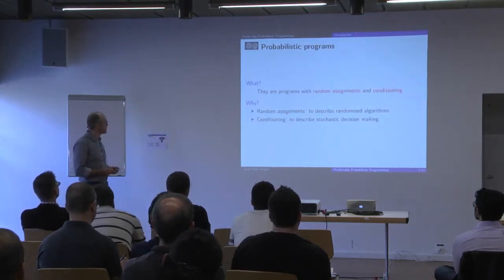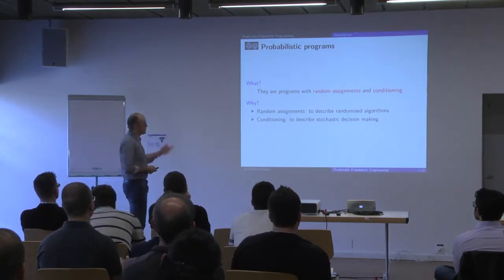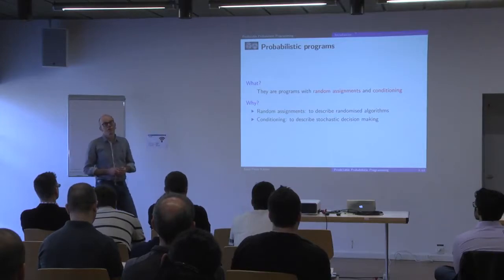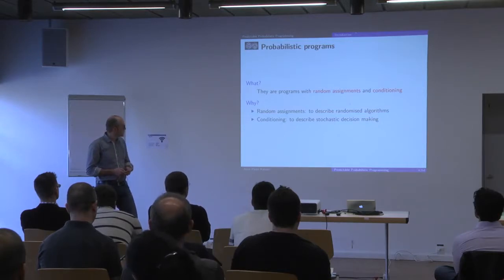So what are probabilistic programs? They're basically programs that have two ingredients. They're random assignments and conditioning. So random assignments are very neat to describe randomized algorithms. And conditioning is used to describe stochastic decision making, like you have in probabilistic graphical models.